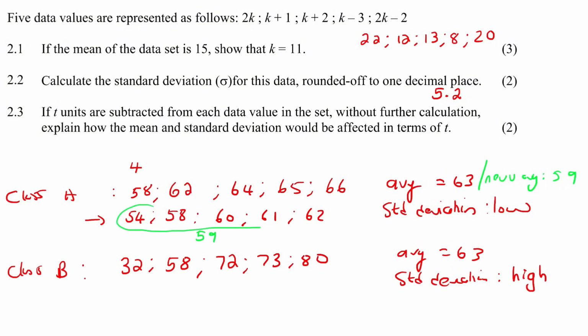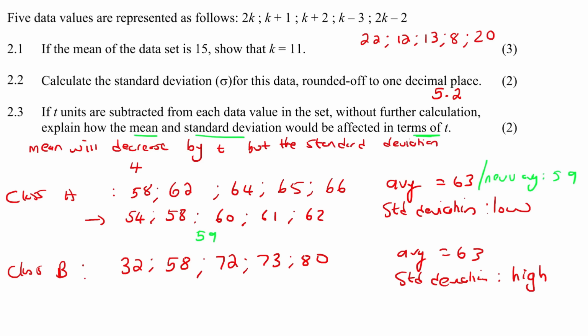Can you see that the numbers are still very close to the average, right? So the standard deviation doesn't change, but the average did change. When they change all of the data by the same amount, the standard deviation doesn't change, but the average, or the mean, does. So it says explain how the mean and the standard deviation would be affected in terms of t. So we will say that the mean will decrease by t. But the standard deviation will be unchanged.